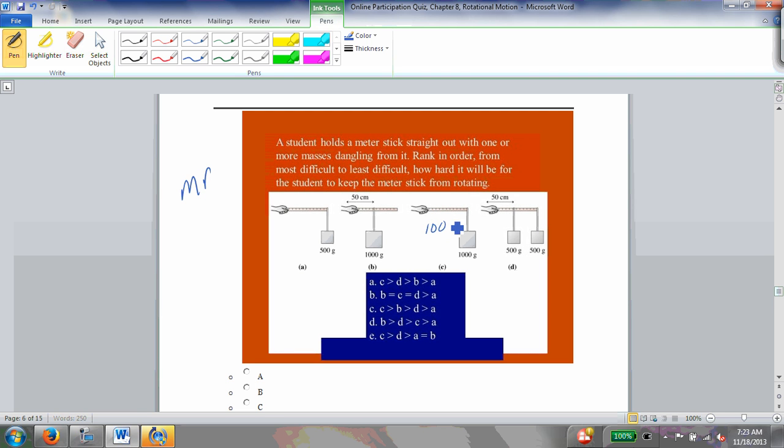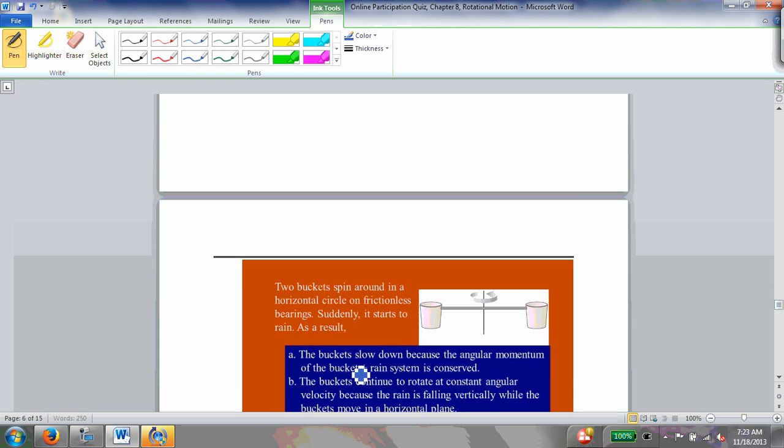So this would be 1,000 times 1. This would be 1,000 times 0.5, or 500. This is 500 times 1. And this is going to be 500 times 1 plus 500 times a half, which is 250. Right? So we're looking for the most difficult, which is C. So we have C, D, and then B and A are the same. So that's E. Just measuring the total torque.